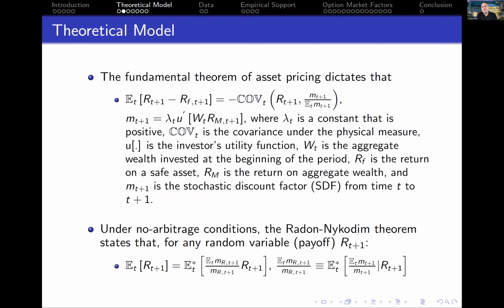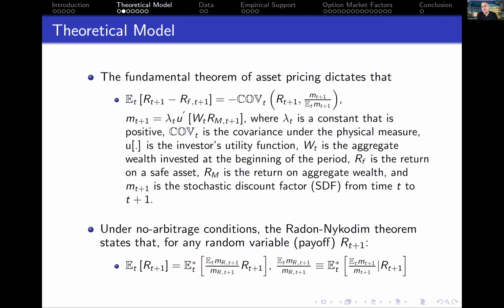So we start with the fundamental theorem of asset pricing, right? The expected delta hedge option return here is basically, well, this is the standard. I don't want to say anything specific here, but it's mostly telling us that the cross-sectional difference in expected returns is captured by the covariance of returns and the stochastic discount factor.